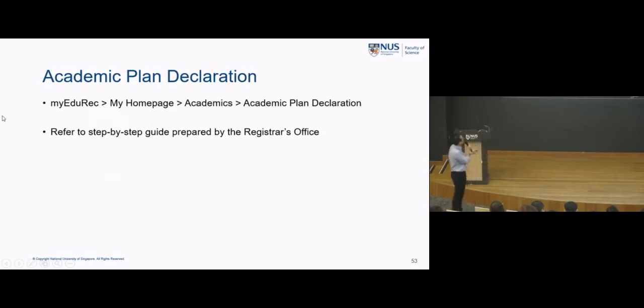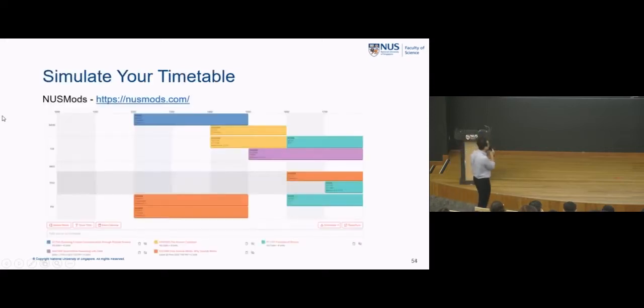How to do that? Okay, you do that via these locations. Go to your EduReg homepage, academics, and go through this academic plan declaration. There is a step-by-step guide provided by RO. Please make sure you are familiar with this guide.